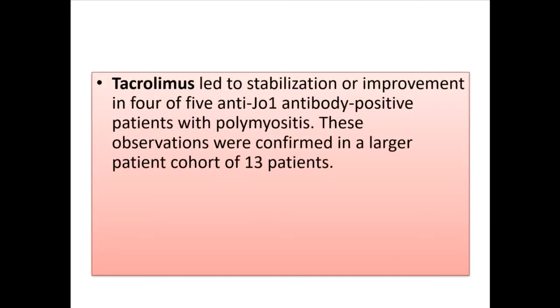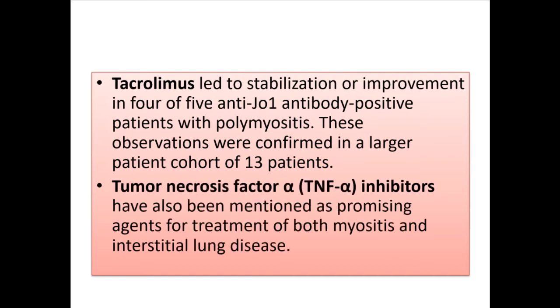Tacrolimus led to stabilization or improvement in 4 of 5 anti-Jo1 antibody-positive patients with polymyositis. These observations were confirmed in a larger patient cohort of 13 patients. Tumor necrosis factor alpha, TNF-alpha, inhibitors have also been mentioned as promising agents for treatment of both myositis and interstitial lung disease.